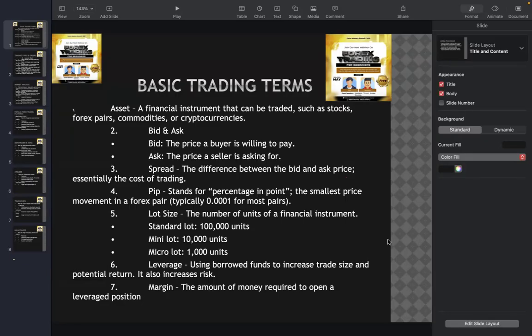So we have bid and ask. Bid is the price a buyer is willing to pay, while ask is the price a seller is asking for. Those are not usually used, but they are also important. They are the prices that buyers and sellers are actually negotiating on.